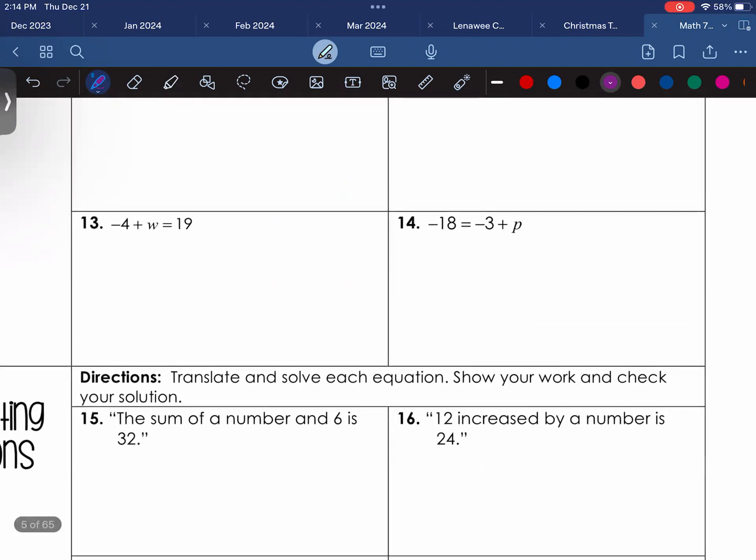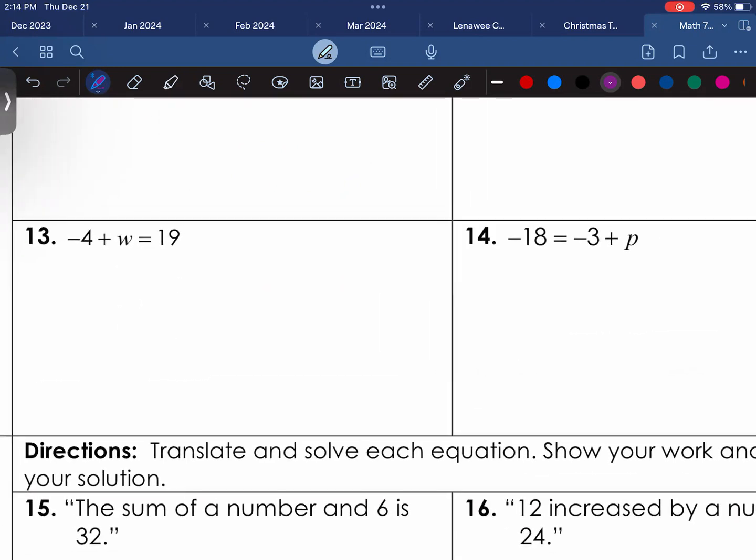Let's skip down to number 13. I have -4 plus w equals 19. Now this one's set up a little different, a little trickier. What operation is happening here? I know we see a plus sign, so we're thinking addition, but we're adding it with a negative. So we really just need to look at whatever sign is with the constant. Remember, here's my variable, w, and here's my constant, -4.